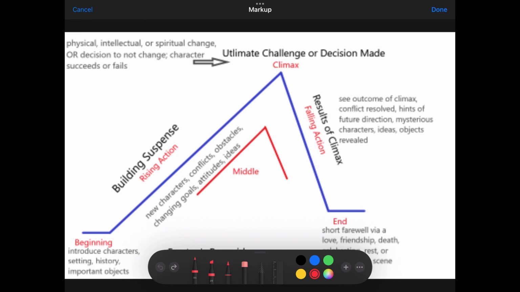And now we're at the end. This is where we either kill someone off, they make it out, or if it's a love story, they say farewell to a love. If it's a friendship, they say farewell to a friendship, or they form a friendship. This is where you end the story, and you wrap everything up.